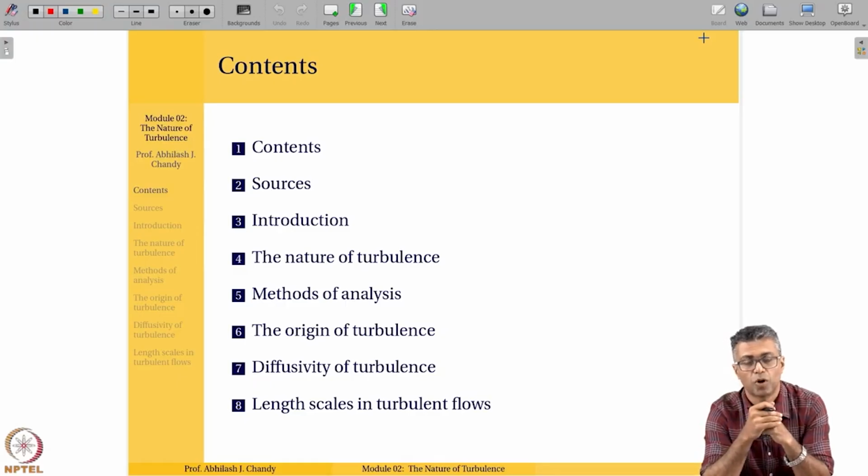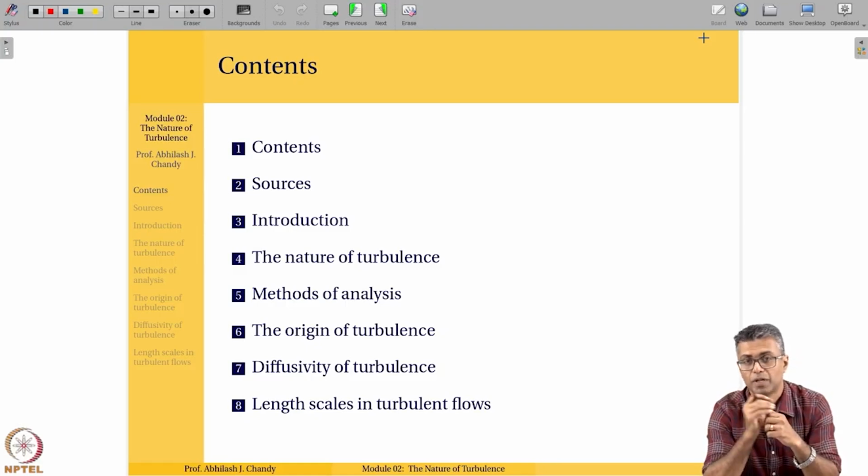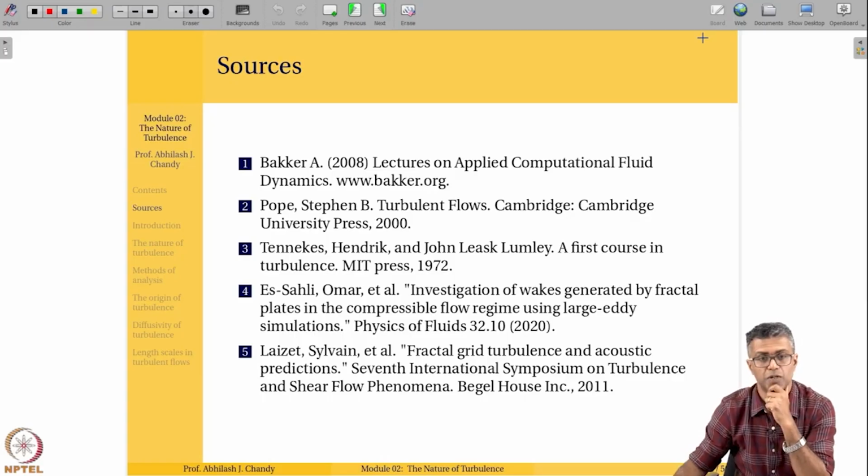Finally, we'll end this module by looking at length scales of turbulence. As I've already mentioned, turbulence involves a wide range of length scales. So we will focus on that particular aspect of turbulent flows, the length scales. These are the sources that I have used for this particular module. Pope's book remains. A lot of what I've used comes from observations in Tennekes and Lumley's book, as you will see, and some illustrations, figurative illustrations from some papers and conference proceedings.